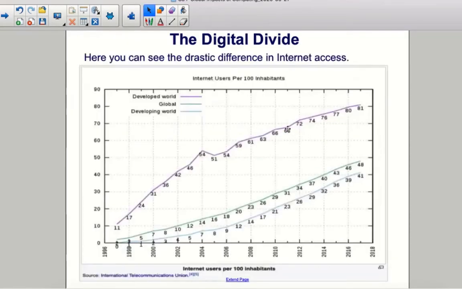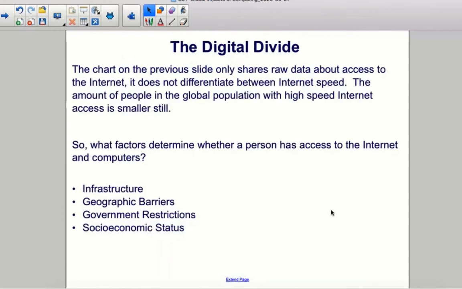Here, you can see the drastic difference in internet access between the developed world and the developing world. The chart on the previous slide only shares raw data about access to the internet. It does not differentiate between internet speed. The amount of people in the global population with high-speed internet access is smaller still. So, what factors determine whether a person has access to the internet and computers?